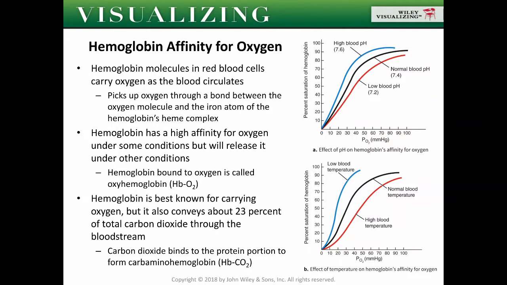The reason for that is the iron. Hemoglobin contains iron, in particular 4 iron atoms in what you call the heme group. This iron has an affinity for, or binds to, the oxygen in the lungs, so it picks up the oxygen. The hemoglobin molecules in red blood cells carry oxygen as the blood circulates. They pick up oxygen through a bond between the oxygen molecule and the iron atom of the hemoglobin's heme complex.